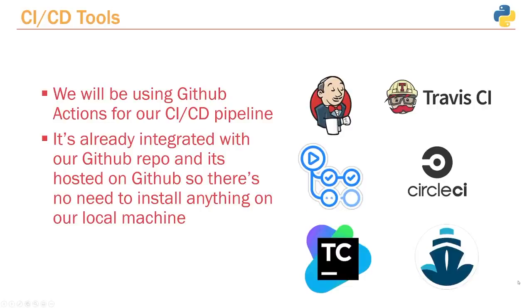Some of the more common CI/CD tools include Jenkins, Travis CI, Circle CI, and GitHub Actions. Now, for our course, we're actually going to use GitHub Actions just because it's already integrated into GitHub. It's free. We don't need to install anything on our local machine. There's no software that we have to set up because it's all hosted on GitHub. So it's like a hosted service, and it's just going to make things very clean, very simple, and it's free, so everyone will be able to have access to it.